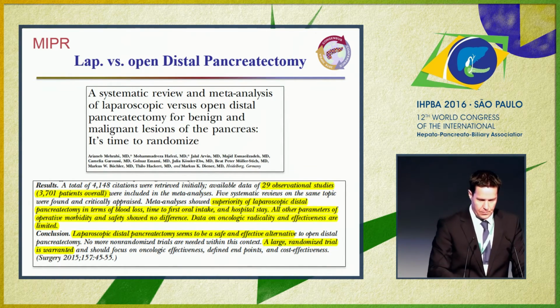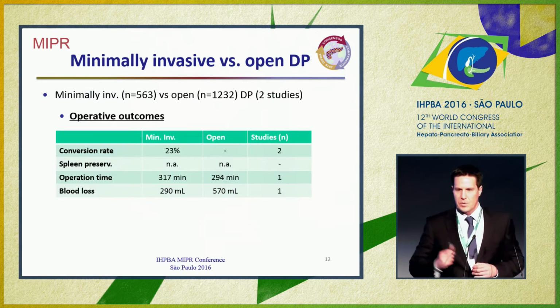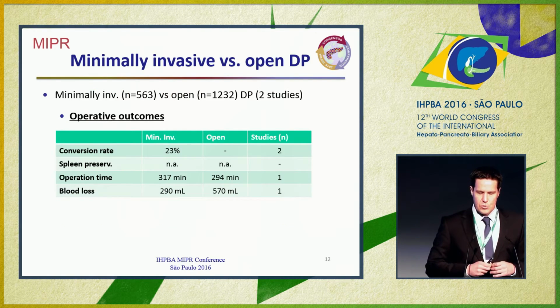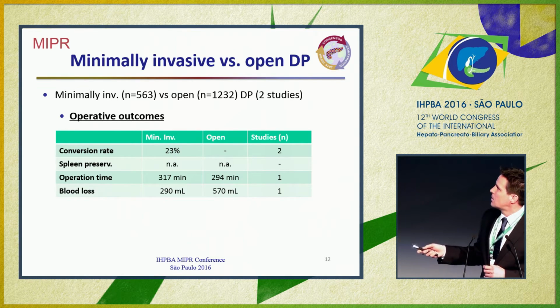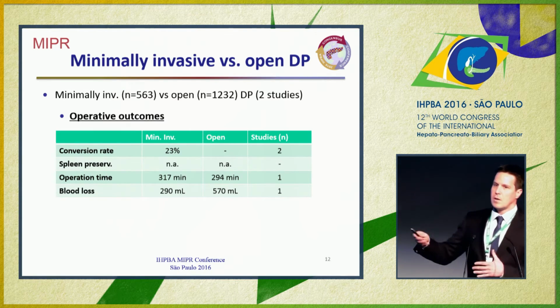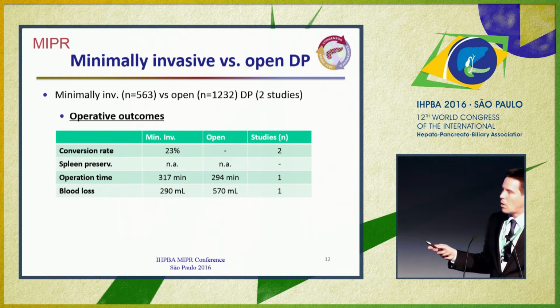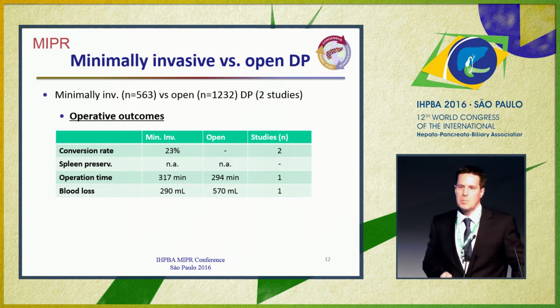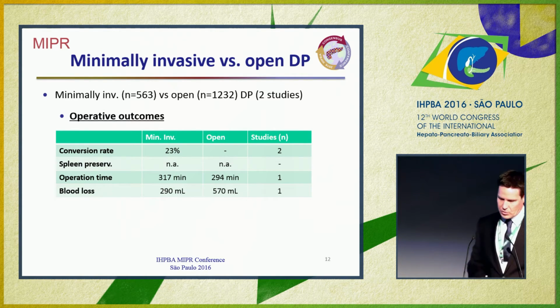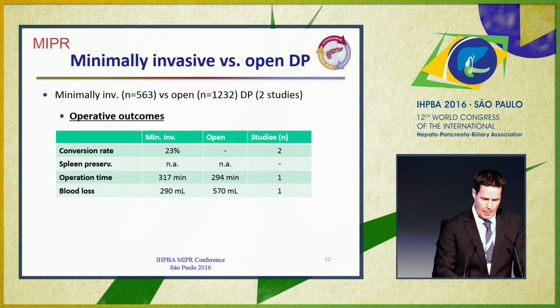So this is the next comparison. There were 2 studies which did not define exactly what kind of minimally invasive technique was included in this arm, so they allowed both techniques, robotic and laparoscopic, and so these studies were also analyzed separately. Conversion rate was slightly higher, 23%, no data for splenic preservation, operation time a little bit higher here, almost 5 hours, and blood loss again was halved in the minimally invasive group, 290 milliliters versus 570 milliliters.